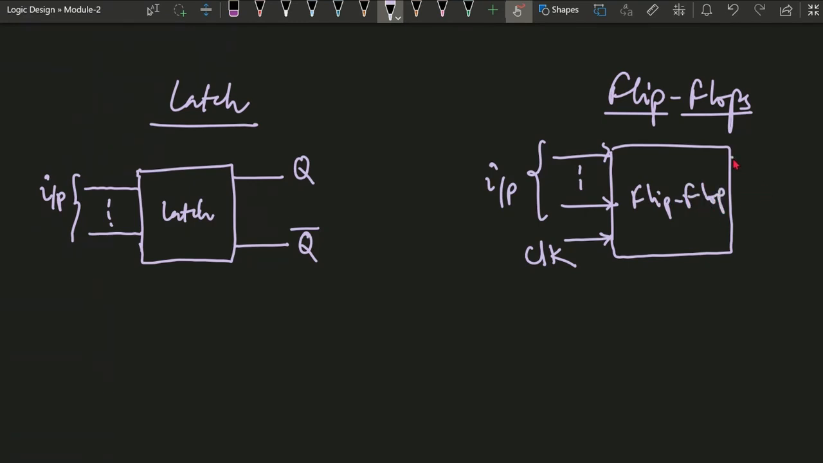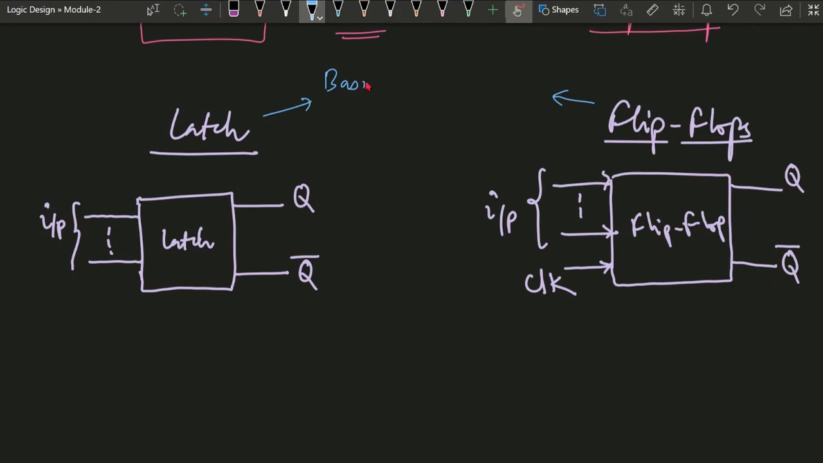It will have the outputs, and here also the outputs will be Q and Q bar. So two different outputs will be there in flip-flops as well as latches. One is Q, another one is Q bar. Q and Q bar mean that one is Q, and its complement is Q bar. So it will be generating two different outputs: one is the uncomplemented form, another is the complemented form.